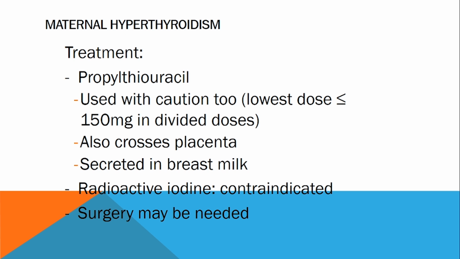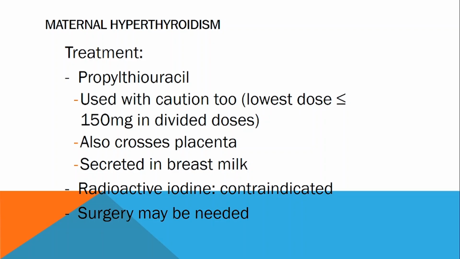So, propylthiouracil is another drug that can be used, but the use should be with caution, even more caution than carbimazole, because the rate of secretion or crossing is more with propylthiouracil compared to carbimazole, and the lowest dose possible should be used. And what is the lowest dose? 150 milligram in divided doses, because as I've said, it crosses the placenta. It's also secreted in breast milk.